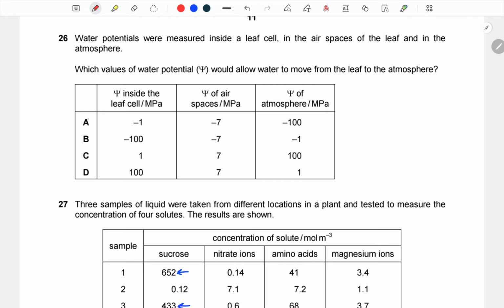Hence our answer for 26 should be A. I hope this made sense. If not, you can let me know.